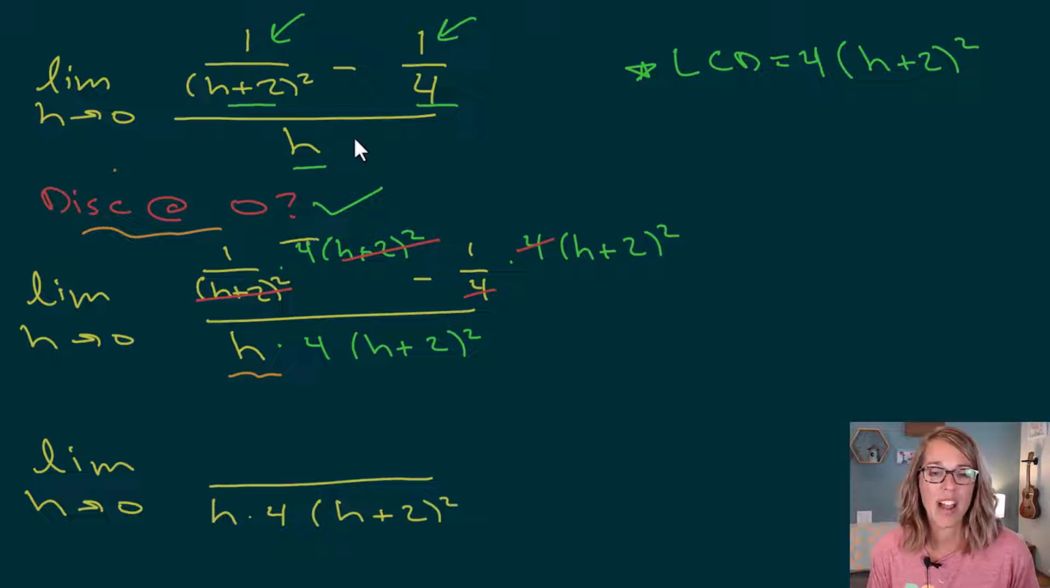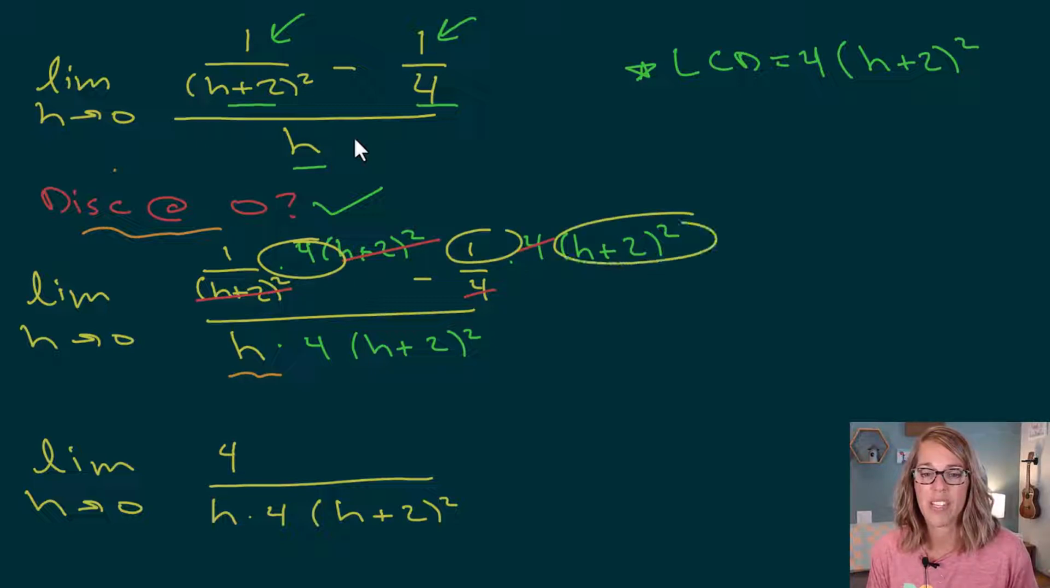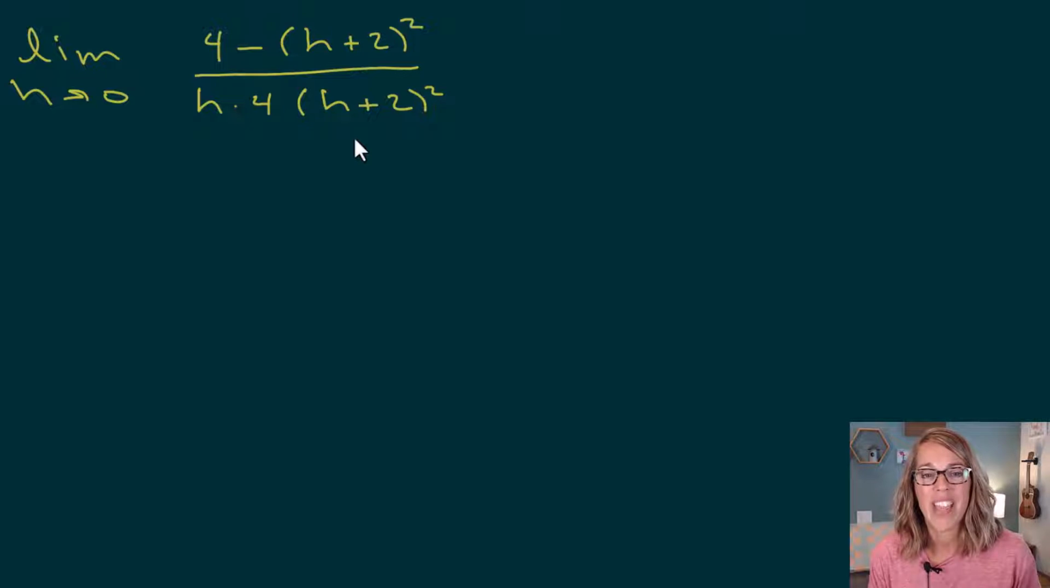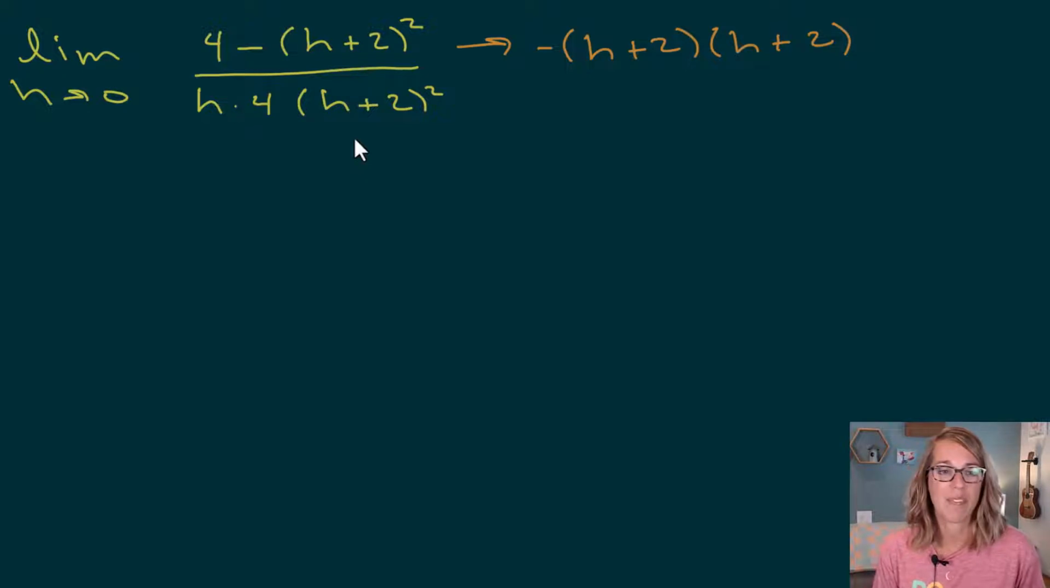In my numerator, I have the 4 from the first fraction, and I've got minus 1 times h plus 2 squared. So let's write minus quantity h plus 2 quantity squared. Let's keep going through the algebra. I'm going to multiply the h plus 2 squared using FOIL. So there's the minus in front, but it's going to be h plus 2 times h plus 2. Let's go ahead and do that in line with our problem.